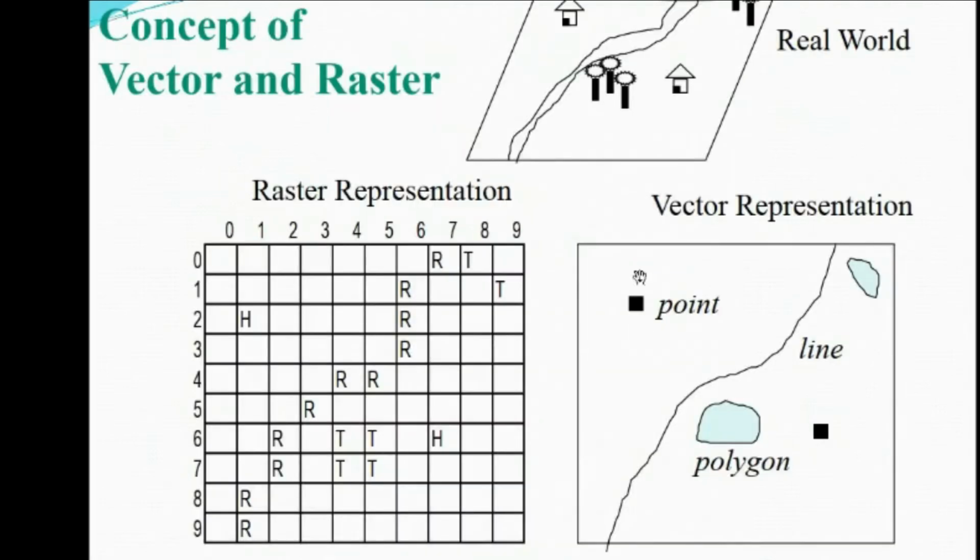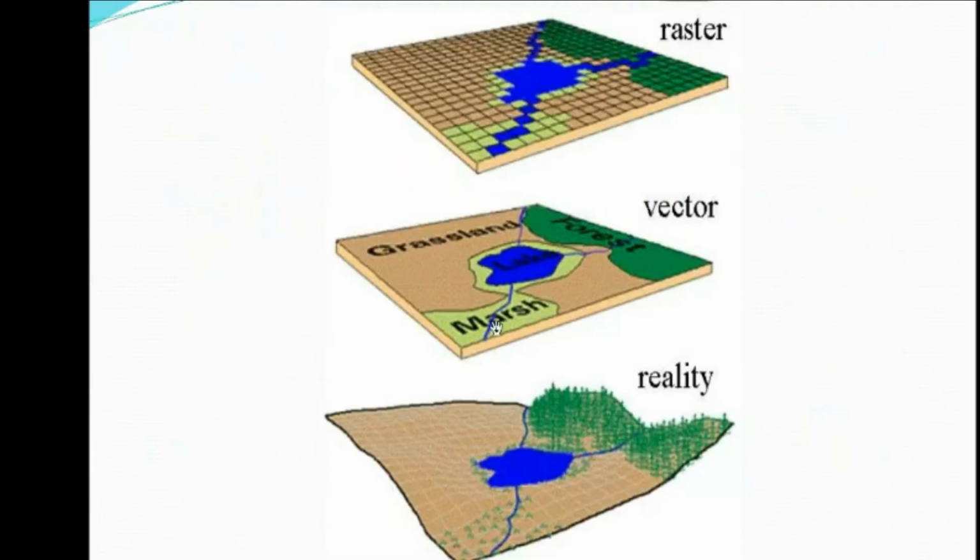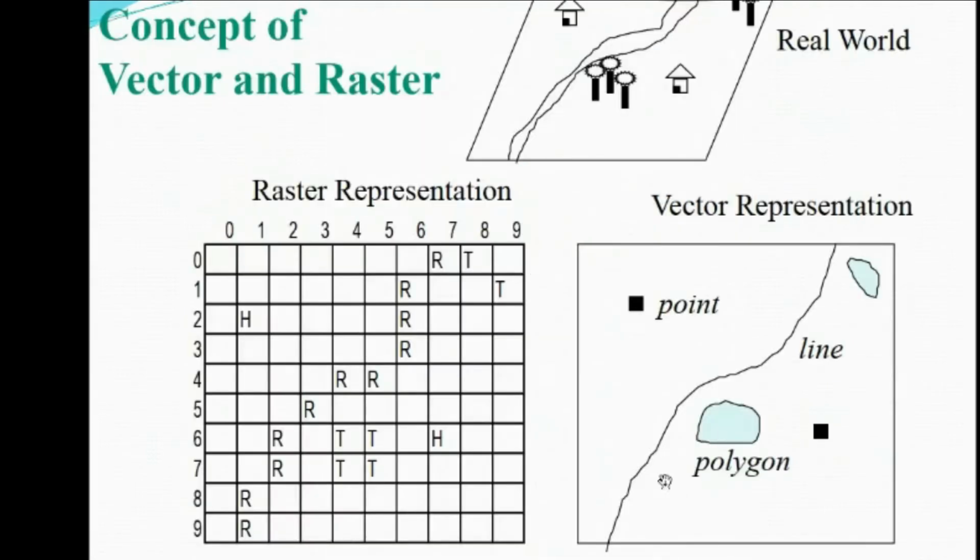three features in the vector format: point, line and polygon. Here you can see the discrete features. Discrete features are the features which have zero dimension, or only one single x, y coordinate or location, and they are represented using a point. Linear features like a road, or in the case of this diagram a river, are represented using a line or polyline.